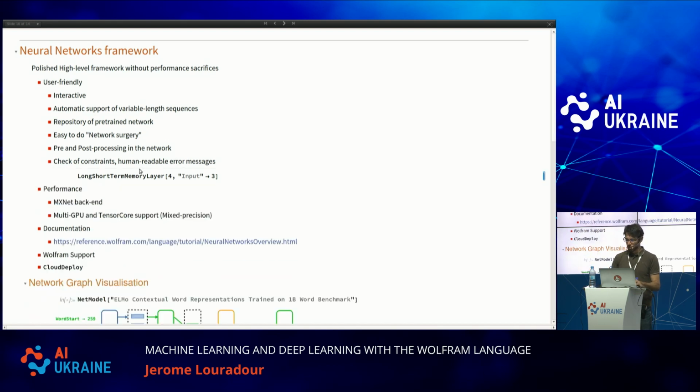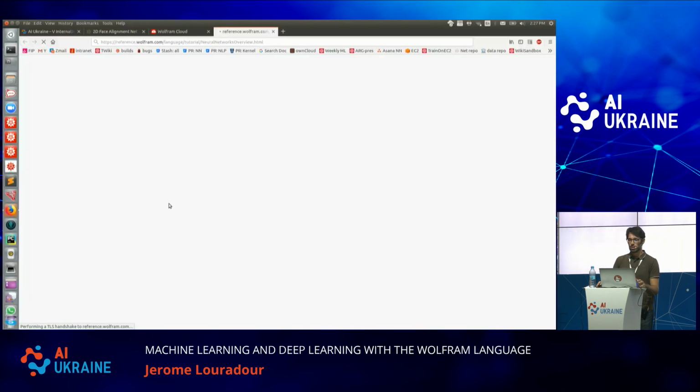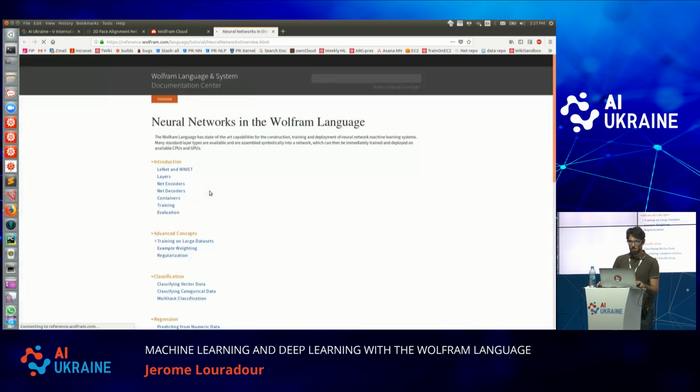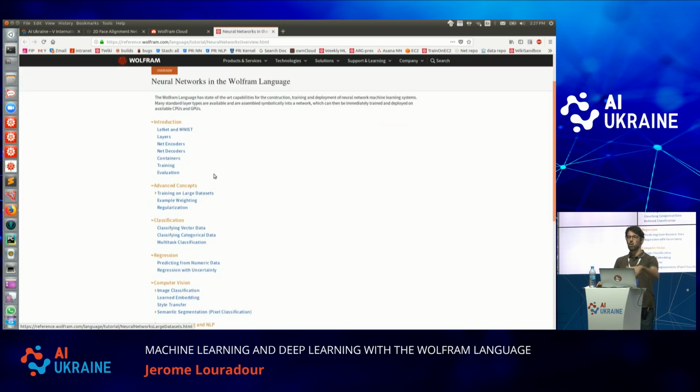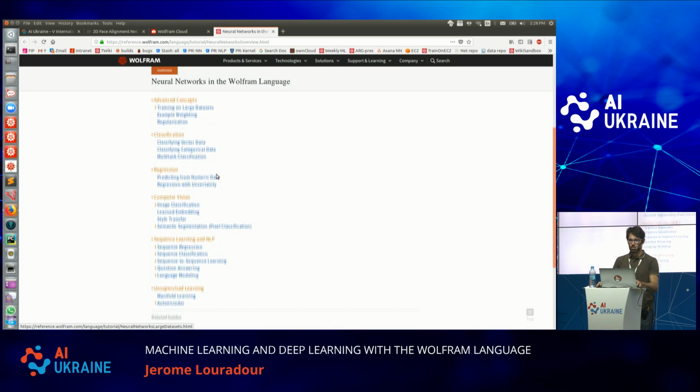Okay, it's also performant. We are based on the MXNet backend, and now we are also supporting multi-GPU and tensor core support with mixed precision, 16 and 32 bits, in order to speed up the training. And of course, there is nice documentation with some tutorial pages, like this one, where you've got several examples sorted by applications or this kind of stuff.